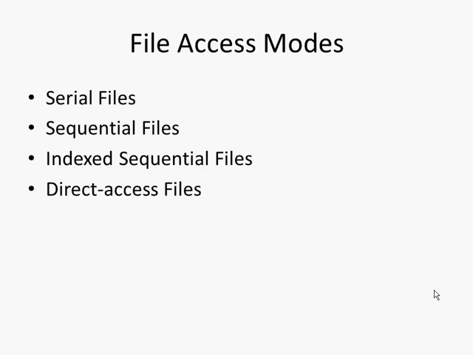So in computing, we have these things called file access modes, and these are the different types that you need to know about: serial files, sequential files, index sequential files, direct access files, and random files. First of all, serial files.